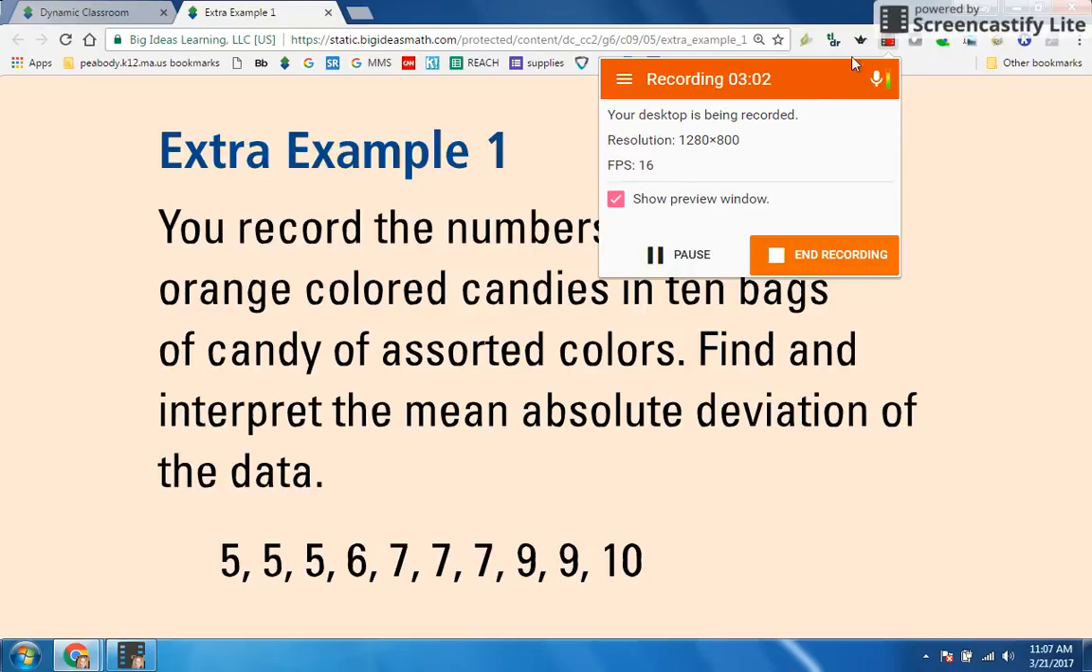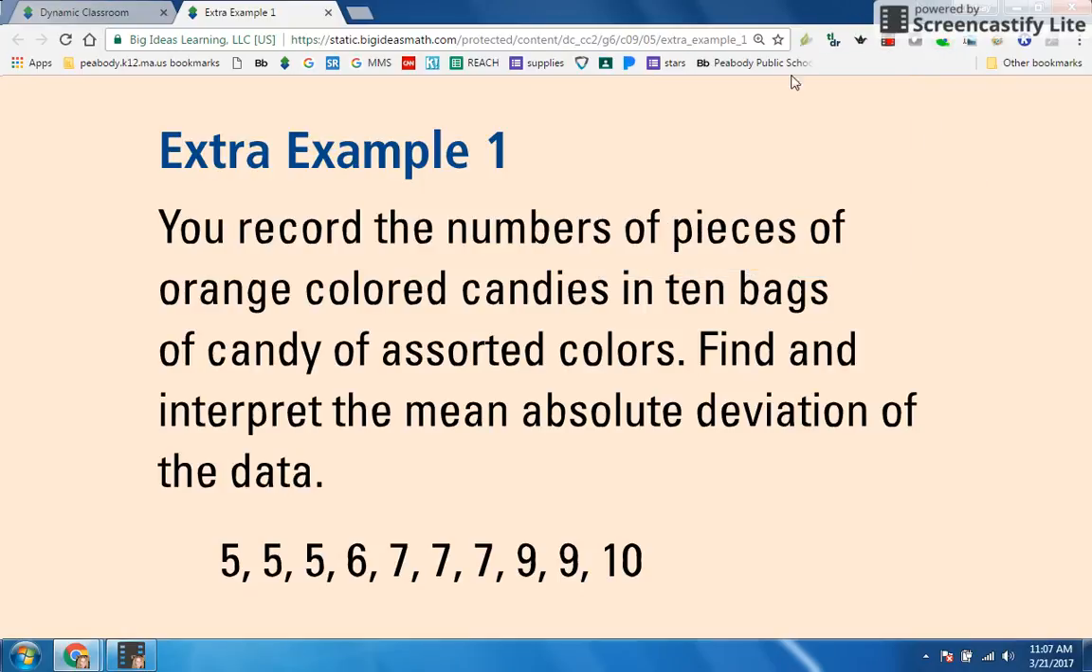Okay, so I'm going to have you try this one. So this one says you record the number of pieces of orange colored candies in 10 bags of candy of assorted colors. Find and interpret the mean absolute deviation. So first step, add them all up, divide by how many you added. That's going to give you your mean. Then once you figure out your mean, you're going to subtract all of these original numbers from the mean and write those answers. Once you get those answers, you're going to add them up and divide them by how many there are, and that's your mean absolute deviation. So try this one. This is the only one that you're doing.